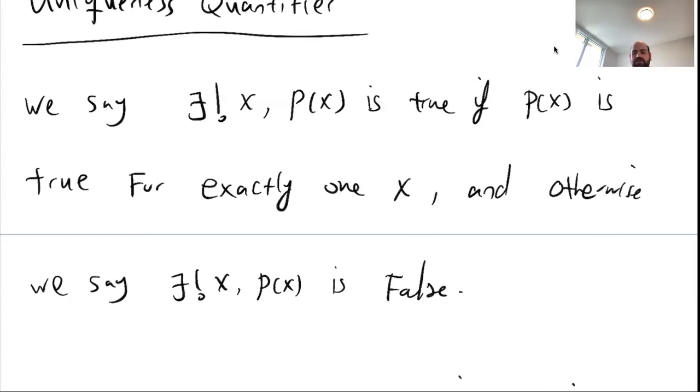Otherwise means what? Means either p of x is not true for any value of x, or it's true for more than one value of x. Right? So for example, when can I say that there exists exactly one student with GPA more than 3.6 is false? If there is no student with GPA more than 3.6, or if there is more than one student with GPA more than 3.6. In those cases, I can say this sentence is false.